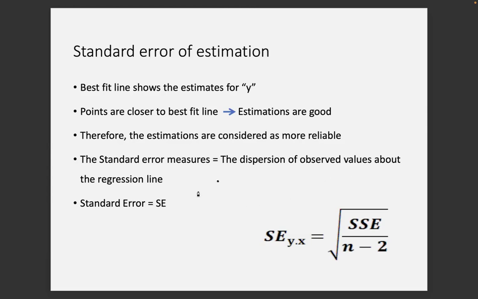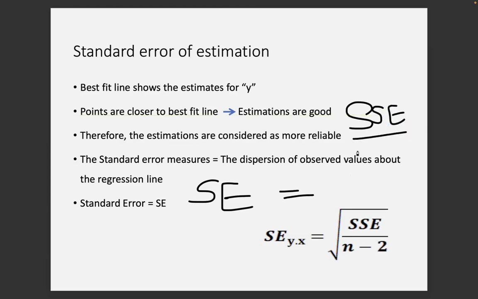So how are we going to calculate the standard error? The total sum of errors should be divided by n minus 2, where n is the number of elements, and once we have this value, we should take the square root of it. It is similar to the standard deviation. For the standard deviation we calculated the variance, then we took the square root.